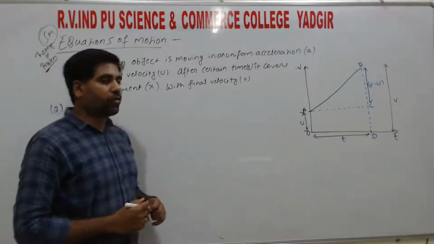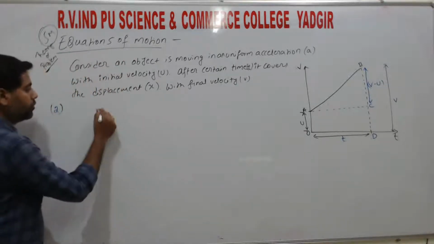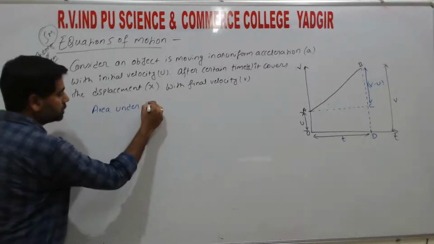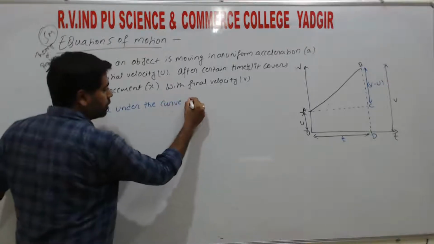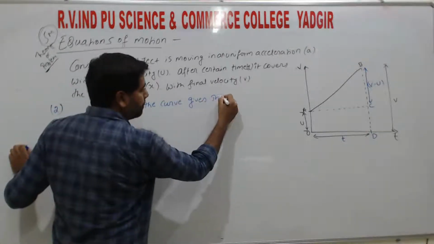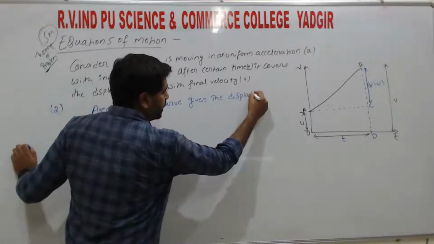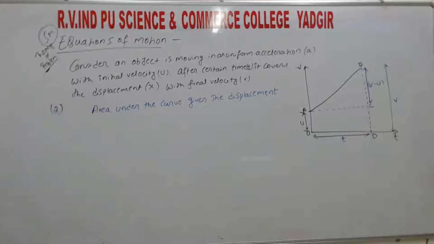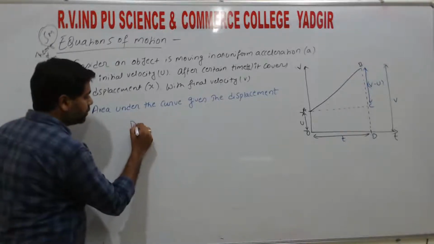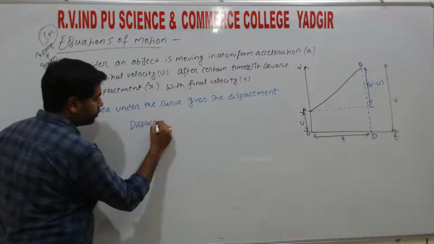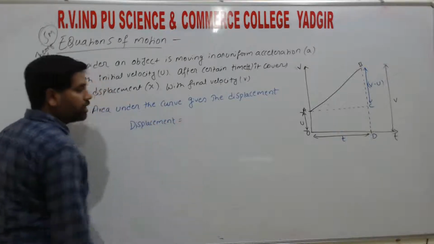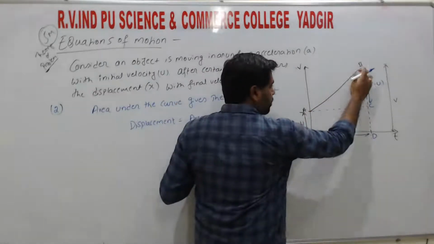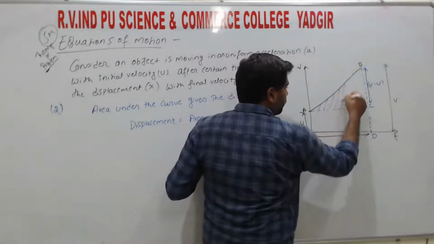So the second significance of the VT graph is that the area under the curve gives the displacement. So area under the curve gives what? Displacement, right? So displacement is equal to area. So this is the curve, right? So we need this area.